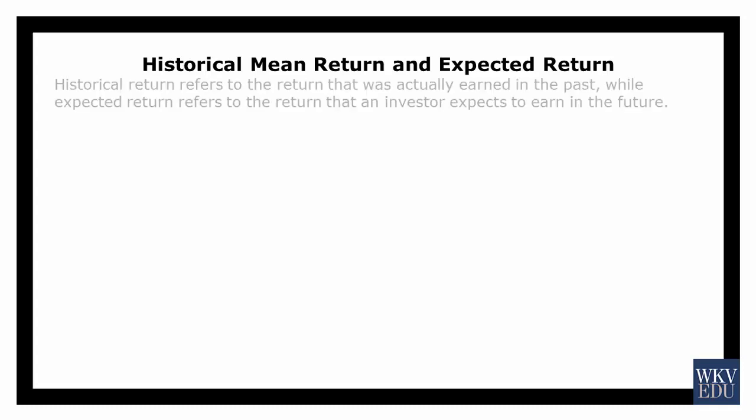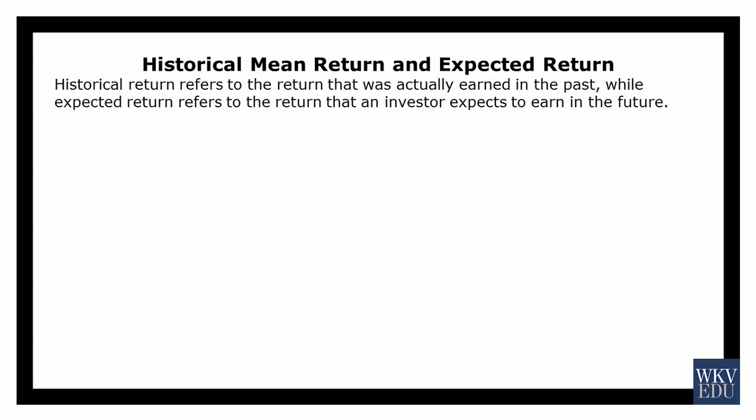Historical mean return and expected return. Again, this is a concept that we already discussed. Historical return refers to the return that was actually earned in the past, while expected return is the expectation of the return that an investor expects to earn in the future. Historical returns are calculated obviously from historical data, while expected returns are determined by the risk-free real interest rate, expected inflation, and the risk premiums. Even though investors sometimes use historical returns to forecast expected returns, one must bear in mind that there is no guarantee that returns earned in the past will be earned in the future.